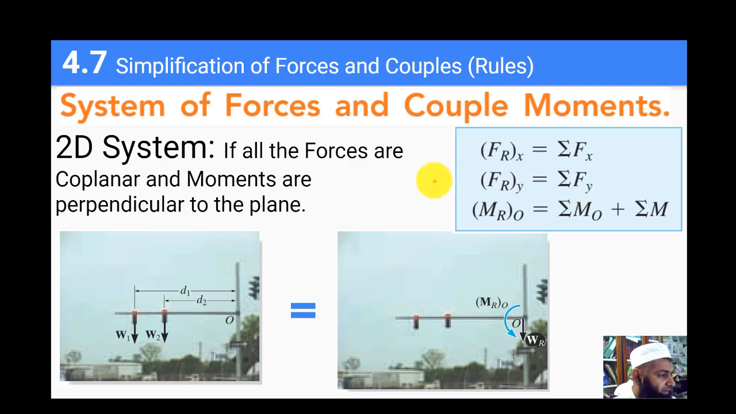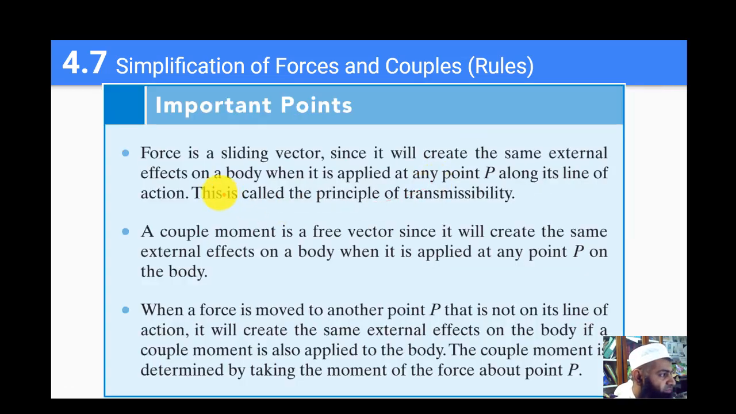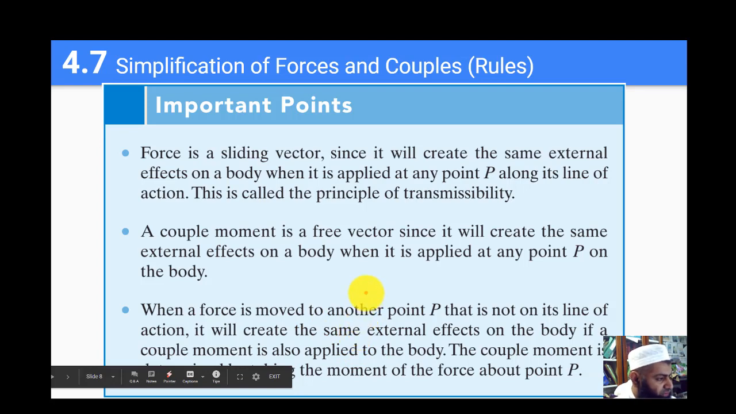Okay, so just to recap, anytime we move a force around and the motion is along the line of action of the force, that is allowed, and this is called the principle of transmissibility. And we already saw that a couple moment is a free vector, and it can be moved around to any place on the body that we choose. But whenever we move a force which is not along the line of action of the force, then we get an extra couple moment to compensate for that motion.